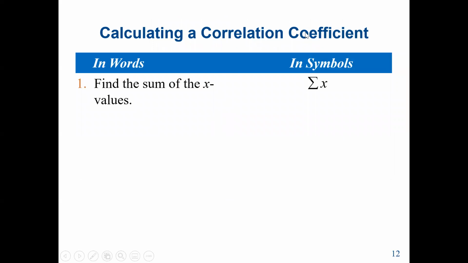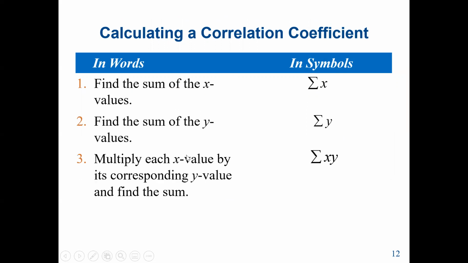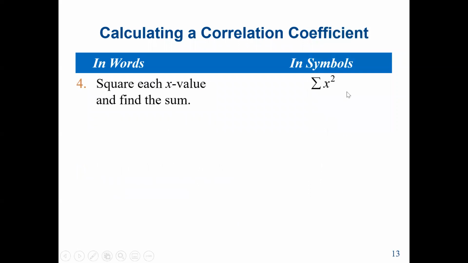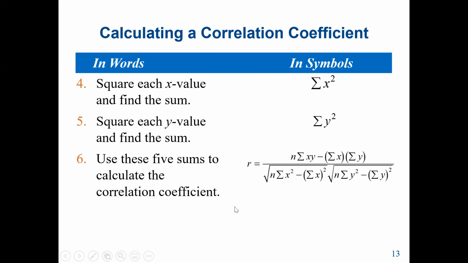How do we calculate the correlation coefficient? First, we need to find the sum of x values. So we have the x values. Then find the sum of y values. Then multiply each x value by its corresponding y value. Then square each x value and sum it together. Square the y values and sum them together. Then we plug all that in. So now we have the sum of x, the sum of y, and the square sums. So we just plug in all the values and then we find it.